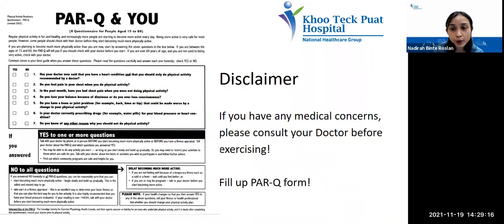But remember, before you start off your exercise program, especially when you're just starting, please consult your doctor first and fill up the PACU form. This form will help to guide whether you are ready to start exercising or if you need to check with your doctor for clearance.